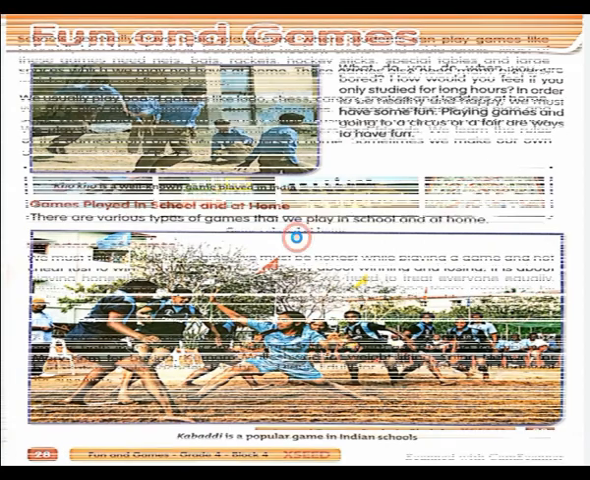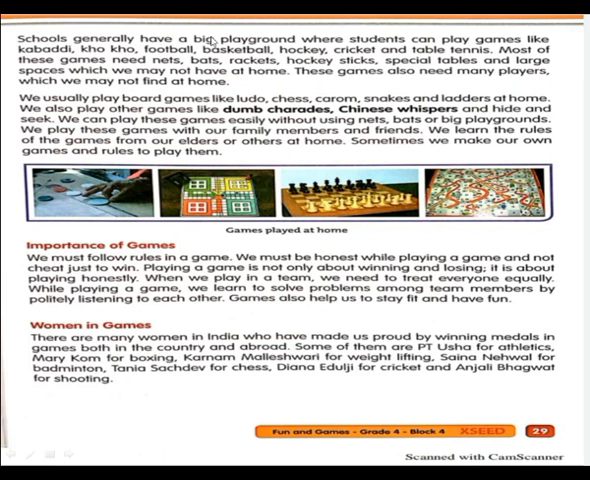Okay, so what we learned in this video? In the school, we have playground. In the school, we have so many students. Yes, so we can play games like Kabaddi, Kho-Kho, football, basketball, hockey, cricket and table tennis. Most of these games need some equipment. For example, badminton needs net, cricket needs bats. We need hockey stick for the hockey game and special table and large spaces for many other games that we don't have at our home. So these games also need many players, which we also don't have at our home. That's why these games are mostly played at school only.